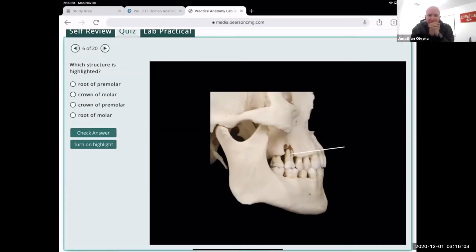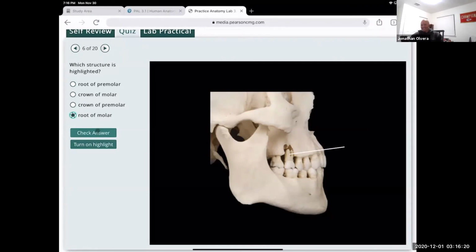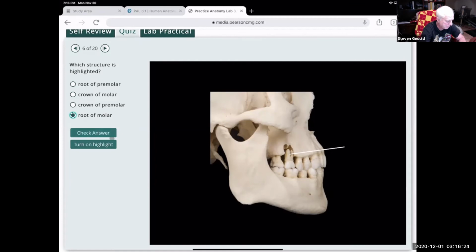Hopefully. What tooth is it? Is it molar or premolar? Molar. It's a molar, and it's pointing to the roots of the crown. Root. So there's the roots of the molar. Like I said, that's a huge abscess, but that's what it actually looks like on an x-ray. That's exactly what you'd see with an infected molar like that.